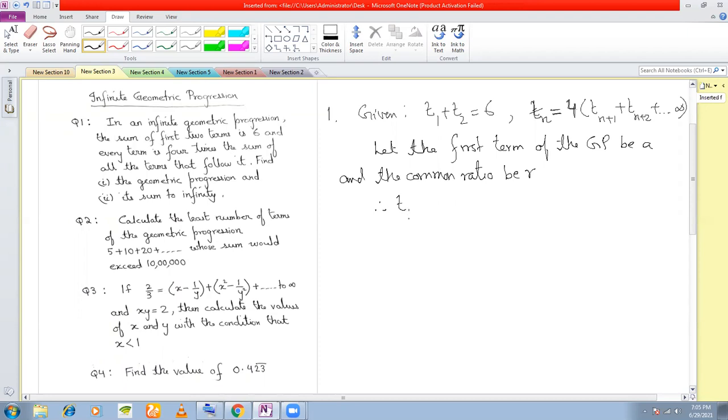Therefore, T1 plus T2 is equal to 6 means what is the first term? A. And what is the second term? AR. So A plus AR is equal to 6. That means A times 1 plus R is equal to 6. Let us call this number 1. Now we look at the second condition, that is, any term of the GP is 4 times the sum of the terms that follow it.